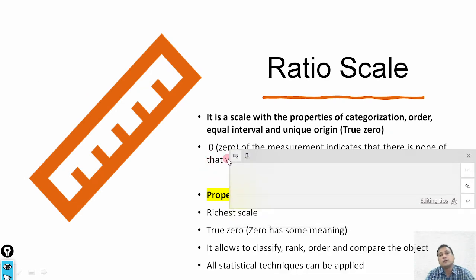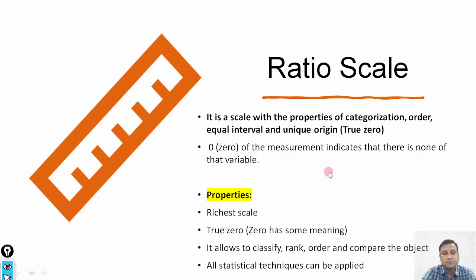Now we'll go further. Ratio scale. What is ratio scale? It is a scale with the properties of categorization, order, equal interval and unique origin.